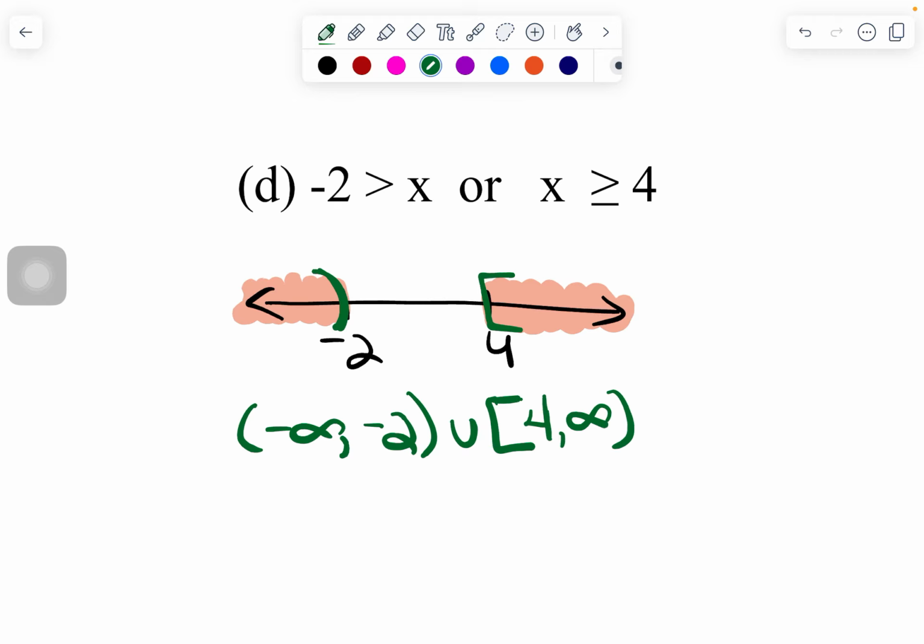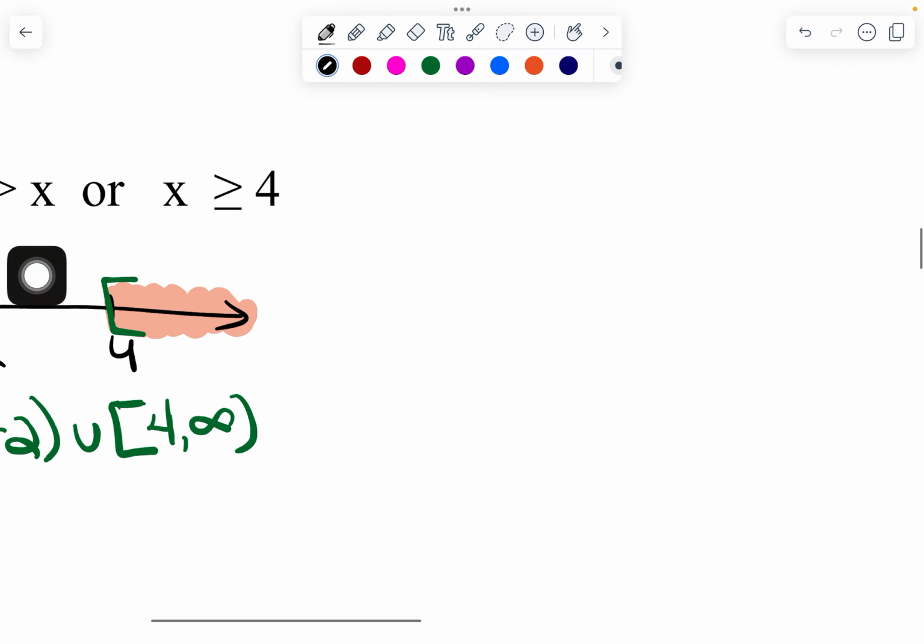And yes, it's going to be super important that you know the difference between when you use the parentheses and when you use the bracket. So parentheses is when you have an inequality with just greater than or just less than. Bracket is when you have the equal to component. Okay. All right. Last part for this video.